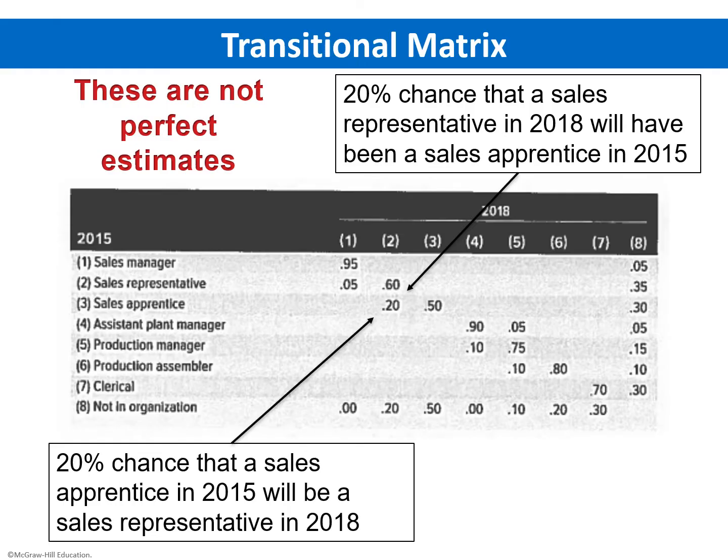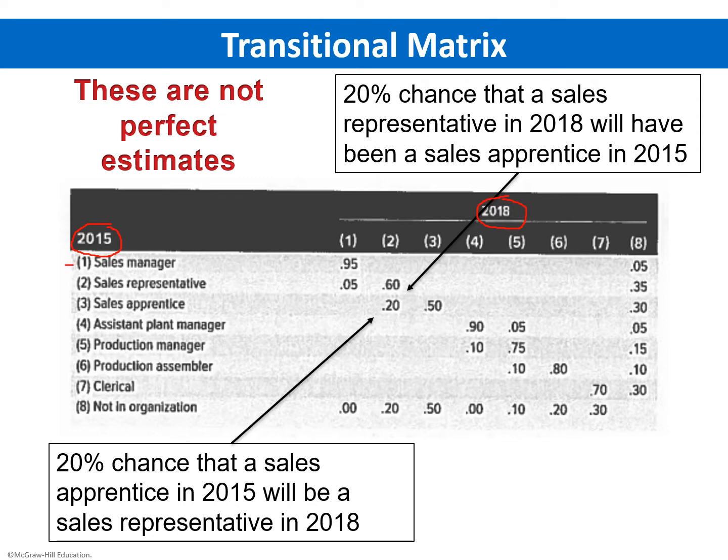To better understand the transitional matrix, let's take a look at one and work with it a little bit. Okay, now as we look at this, I want you to remember these are not perfect estimates that we're going to look at in a transitional matrix, and I'll explain why at the end of discussing this here. Okay, but basically what we have is what we'll call our current time, 2015, and our future time, 2018. And then we have a list of 8 different roles or positions.